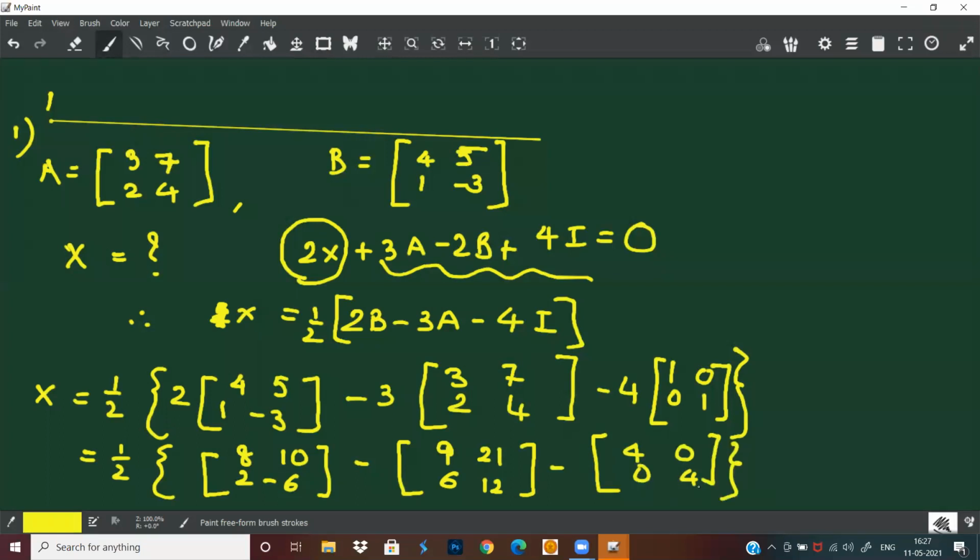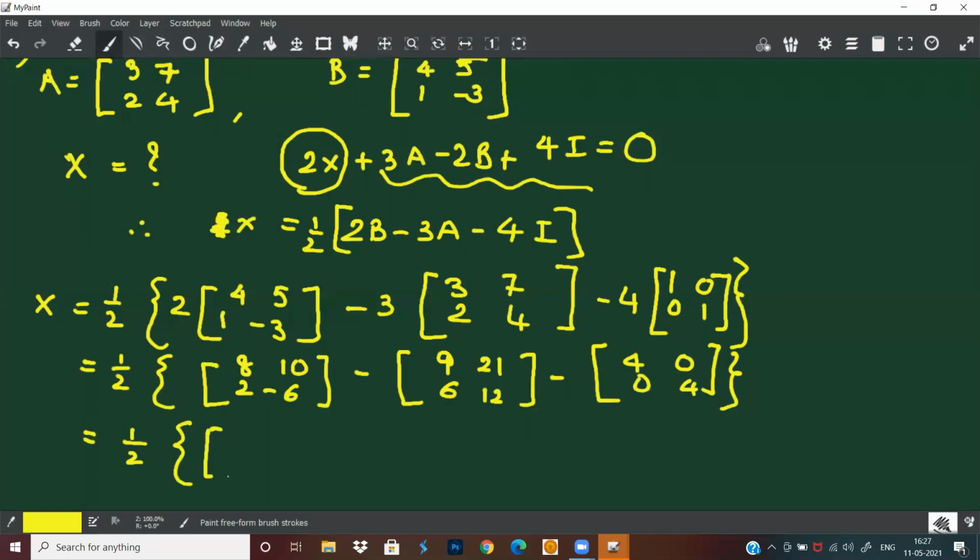Now, any sum of this type that is asked, you will be able to do it. Now you can directly do it. 8 minus 9 minus 4. You want me to write or you understand? 8 minus 9 is minus 1, minus 4 is minus 5. 10 minus 21, minus 11, minus 0. 2 minus 6 is minus 4, minus 0. Minus 16, minus 12. So you have minus 28, minus 4, minus 22.